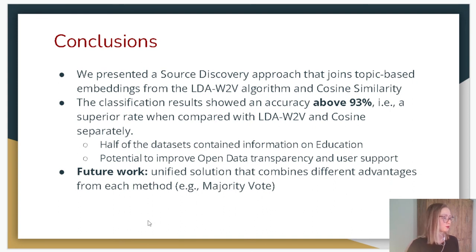And as future work, we aim to implement a unified solution that combines different advantages from each method. For example, majority vote. We believe that when the combined methods disagree with respect to the classifications, some voting mechanism could choose the most voted class, which could improve the accuracy even more.